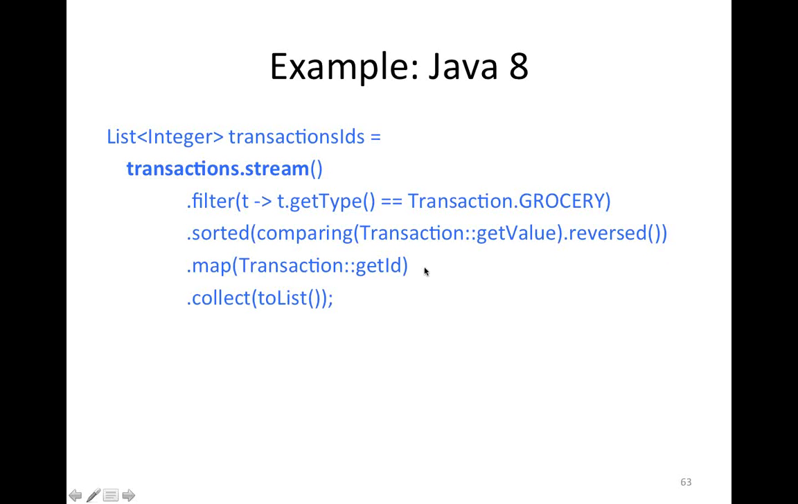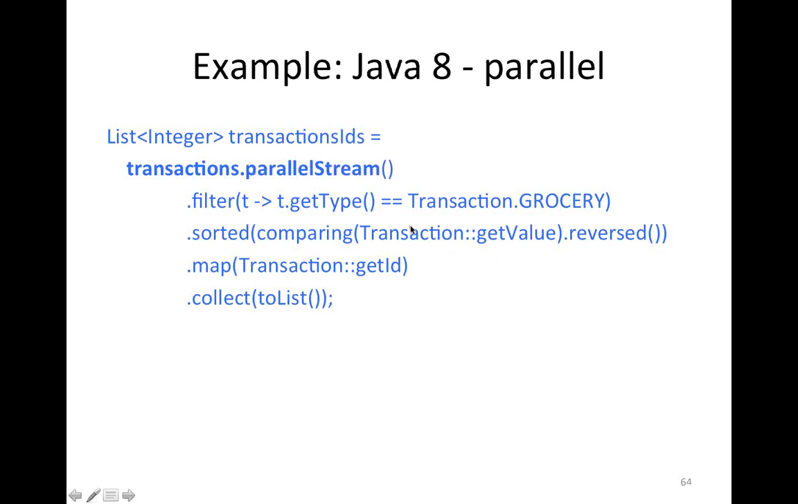Next, we'd like to extract the transaction IDs, and this is what the map method does. It takes a method reference that says, given a transaction, call the getID method and generate a stream of that. And collect says, given the stream, generate a list. This is why the return result is a list of integers, because we've gone from a list of transactions to a list of IDs.